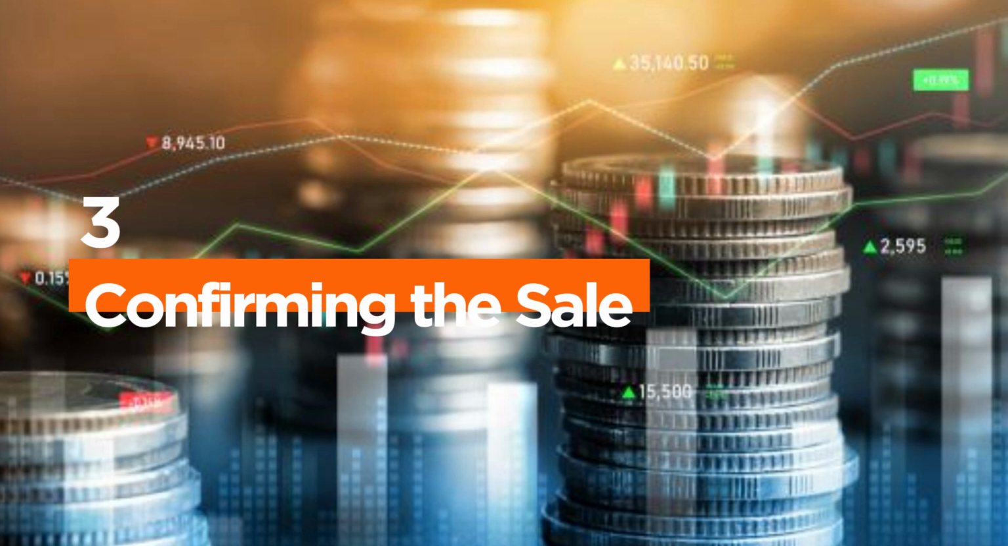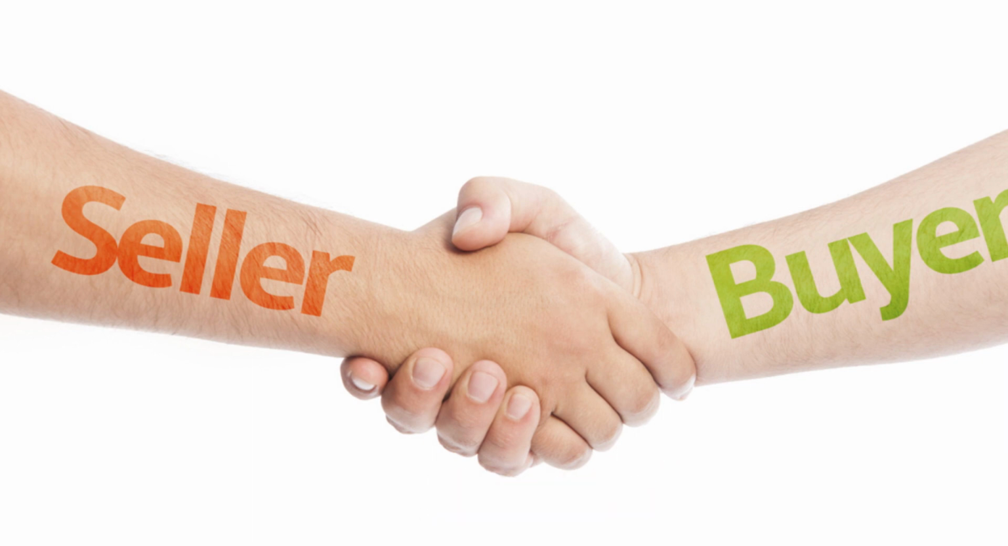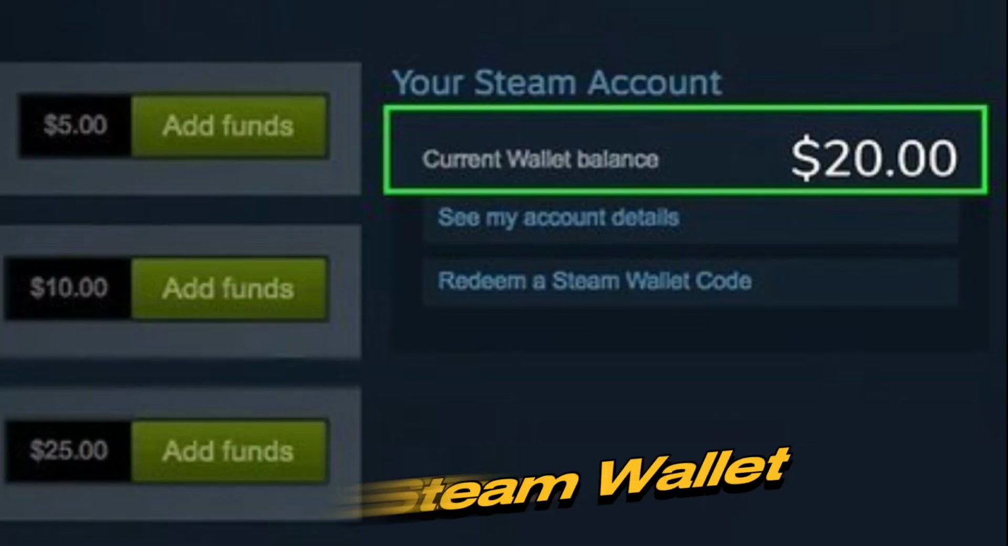Number 3. Confirming the sale. After listing your item, it's time to wait for a buyer. Once someone purchases your item, the funds will be added to your Steam wallet.